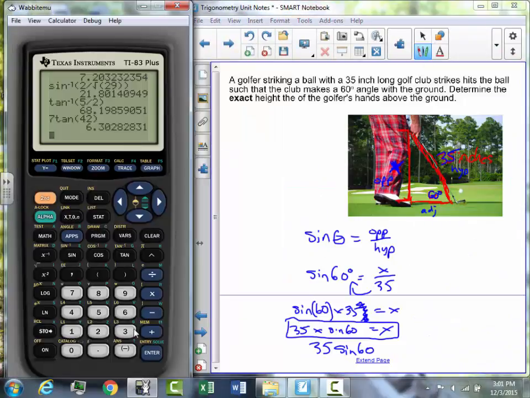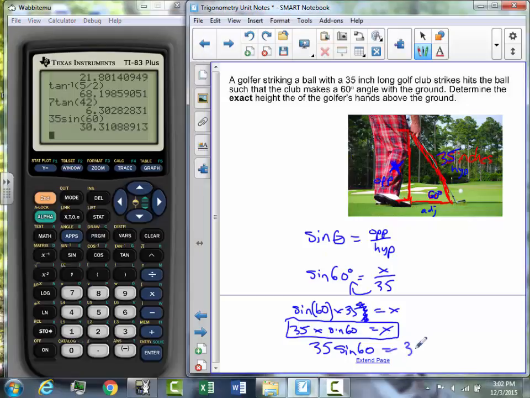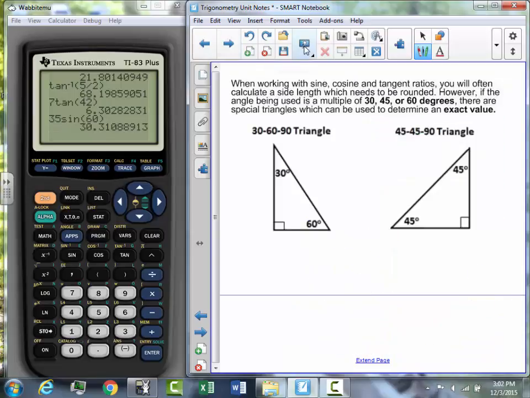All right, so let's try it here. 35 sine 60. There's my answer. Is that an exact value? This number right here is not, though, right? 30.31088913 is not. So I want to come back to this after I show you a trick. Hold off on this. This is equal to 30.31... but this is not exact. So I want to show you how to find a way to make it exact.